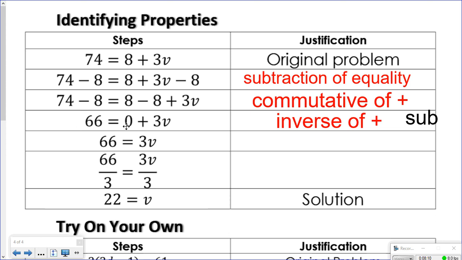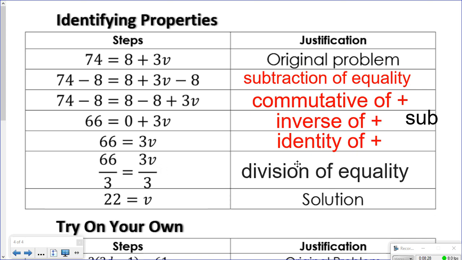Okay? Then we had 0 plus 3b and just replaced it with the 3b. So anything that's being added with 0 gives you that same number. That's the identity property of addition. Then I went ahead and divided by 3 on both sides. Well, I'm dividing both sides by 3. That is the division property of equality.